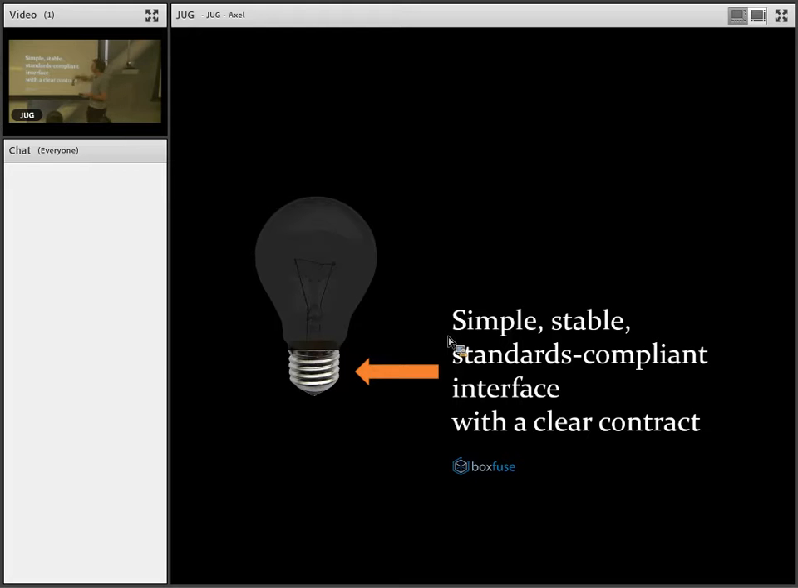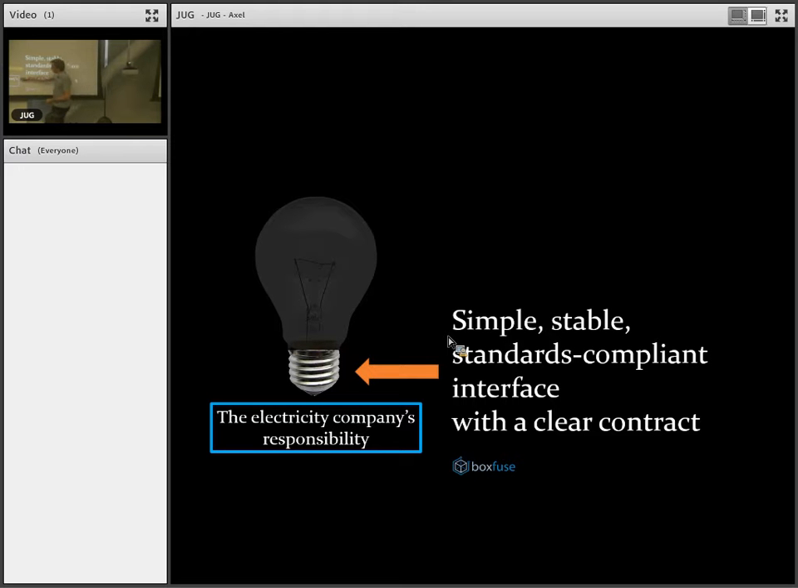So all of a sudden, we had a simple standards compliant interface and a contract where we basically agreed that we don't care anymore how you guys do it. As long as you give us 230 volts, 50 hertz, we're quite happy and we'll deal with that. So you guys worry about how to convert coal or wind or photons into electricity. We don't want to know anything about that.